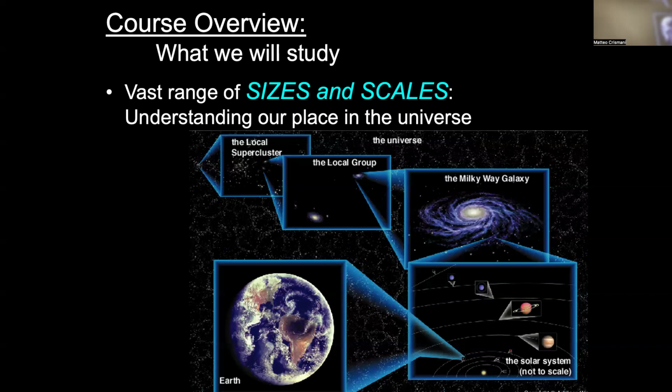Okay? Here's us. That's the Earth. It exists in the solar system. That exists in the Milky Way. It exists in the local group inside of the local supercluster. You can tell astronomers are really good at naming things. Really, really creative. And we are all in the same universe.